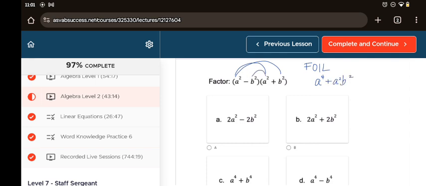Okay, then inner, negative b squared times a squared is negative a squared b squared. We put in alphabetical order, a comes before b. And then finally it's last. Negative b squared times positive b squared gives me negative b to the fourth.